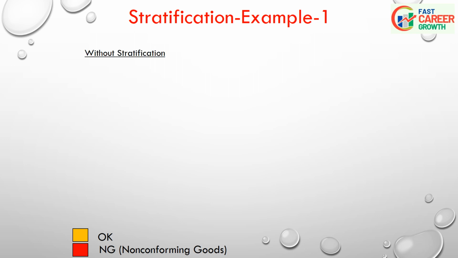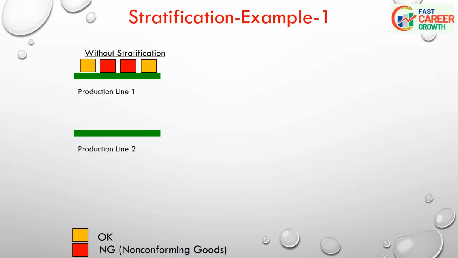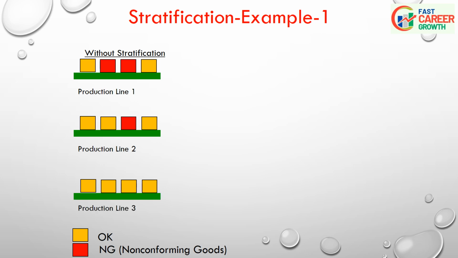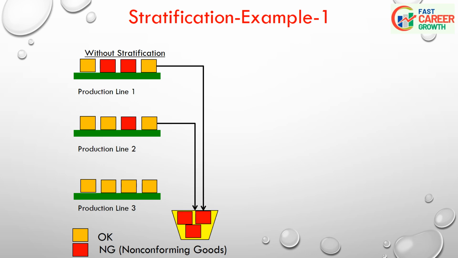In production line 1 there are 2 OK products and 2 not OK products produced. In production line 2 there are 3 OK products and 1 not OK or NG product produced. In line number 3 there are 4 OK products produced. Collect all non-conforming products in one place.